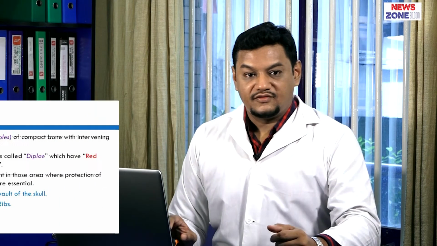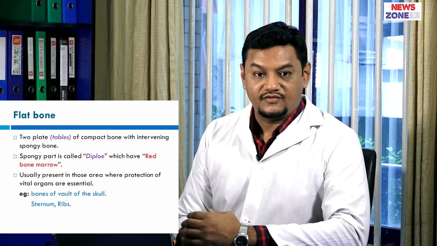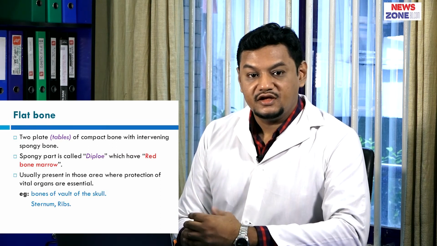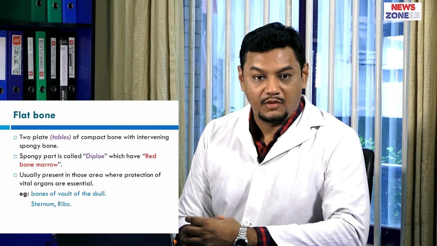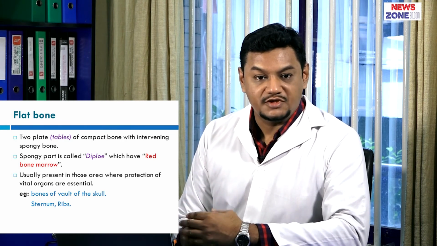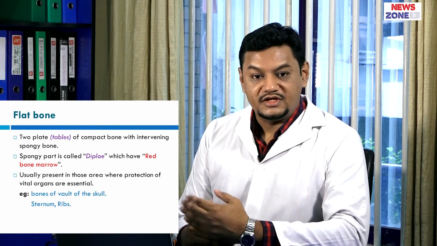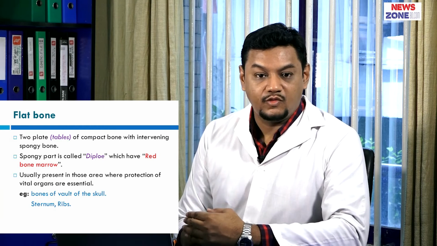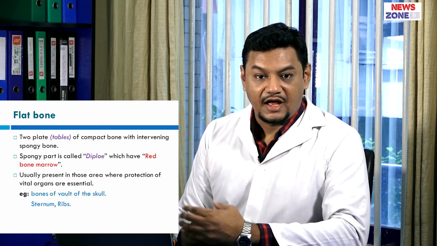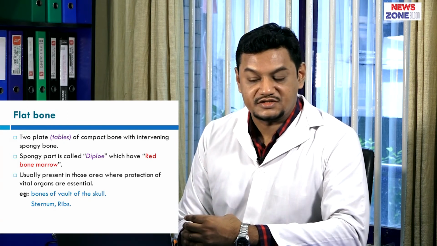Now let's start the flat bone. Remember, the flat bones are flat. Why are they flat? Because they have 2 surfaces. And interestingly, those 2 surfaces are made up of compact bone. In between these 2 plates of compact bone, there will be a spongy bone, which is also named diploe. Now, these spongy bones have red bone marrow inside them, which persists for the rest of human life. And the main function of the red bone marrow, as we know, is producing blood cells.